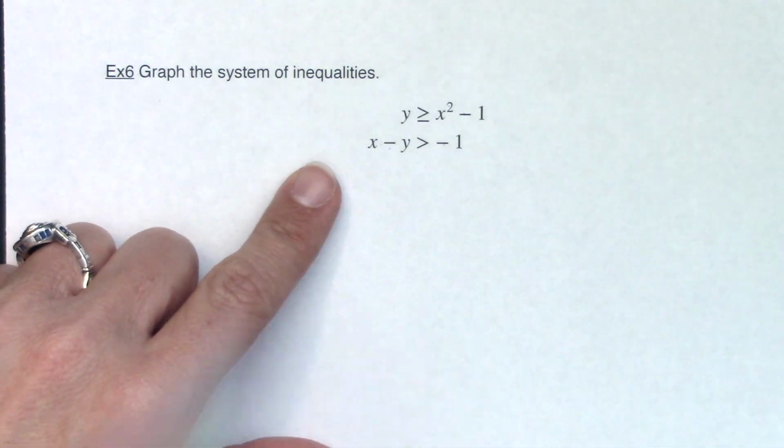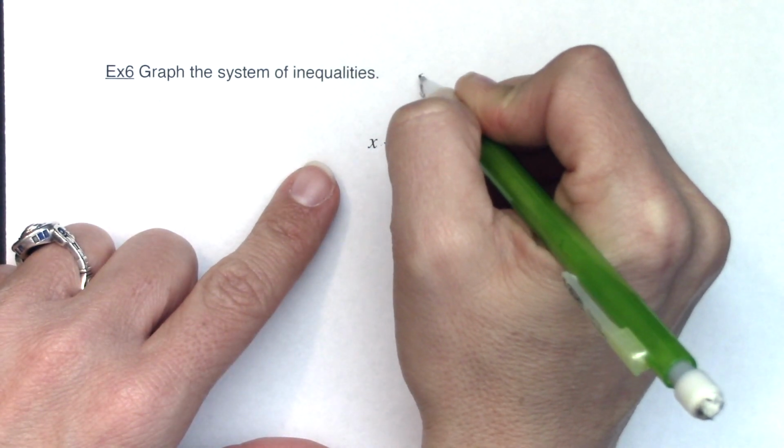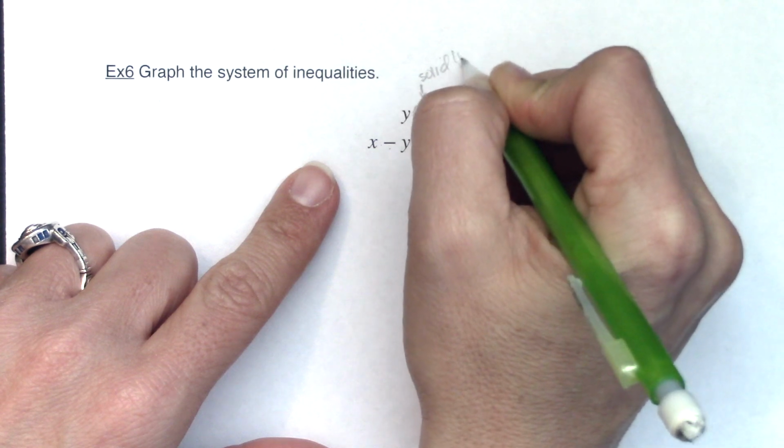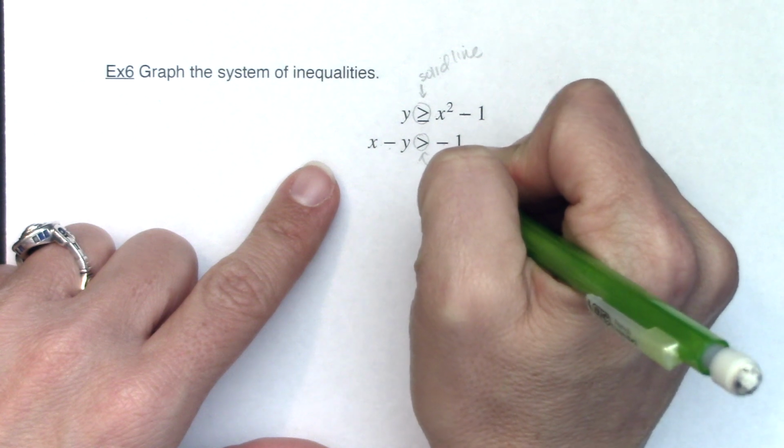And just things that I'm taking note of before I even get going. When I graph the parabola, I'm going to make a solid line because I want to include y equals x squared minus 1. And when I graph the line, I'm going to make a dotted line.